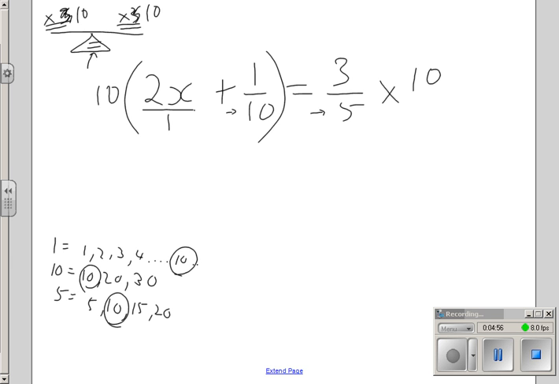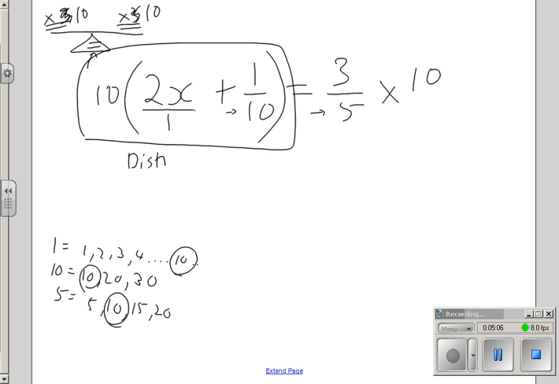Now the problem is, when you multiply the left side here by 10, what we have to see is that the skill I need to have here is distributive property. Because not only do I multiply 2x by 10, but I also have to multiply 1/10 by 10. So I have to multiply both parts by 10. So 10 times 2x, I don't need that 1 anymore, is 20x.